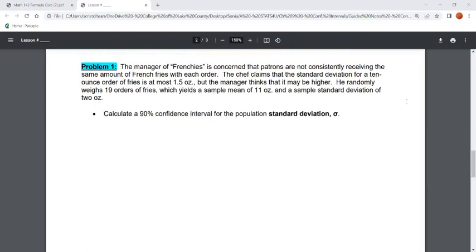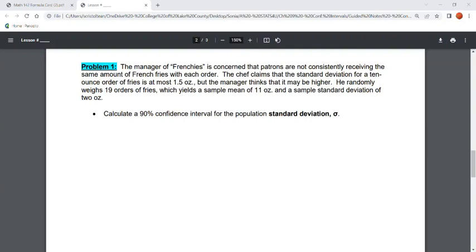Problem 1. The manager of French's is concerned that patrons are not consistently receiving the same amount of French fries with each order. The chef claims that the standard deviation for a 10-ounce order of fries is at most 1.5 ounces. But the manager thinks that it may be higher. He randomly weighs 19 orders of fries, which yields a sample mean of 11 ounces and a sample standard deviation of 2 ounces. Calculate a 90% confidence interval for the population standard deviation sigma.